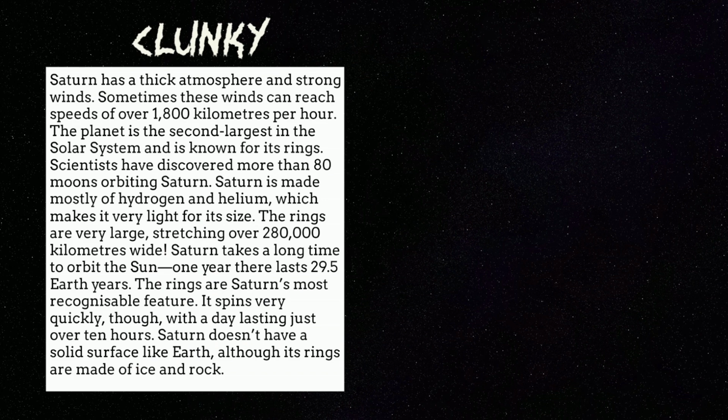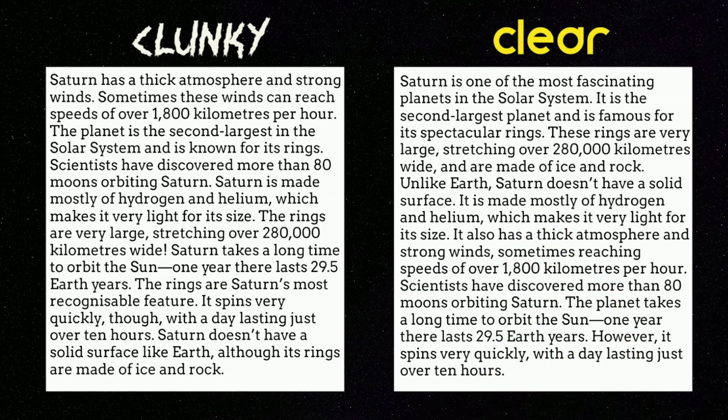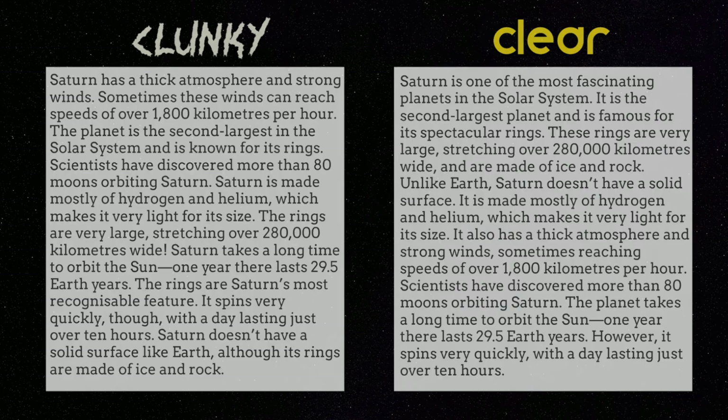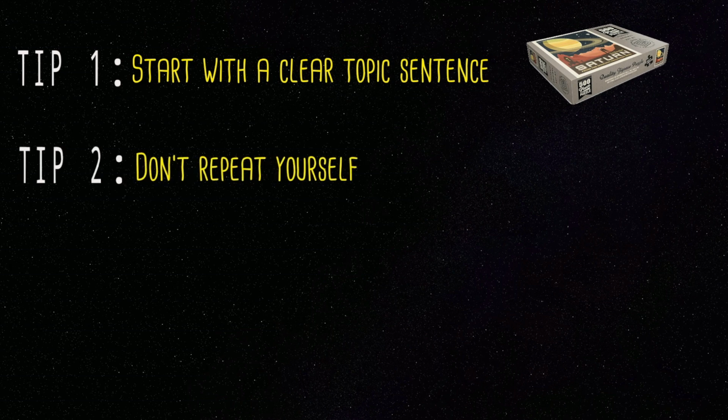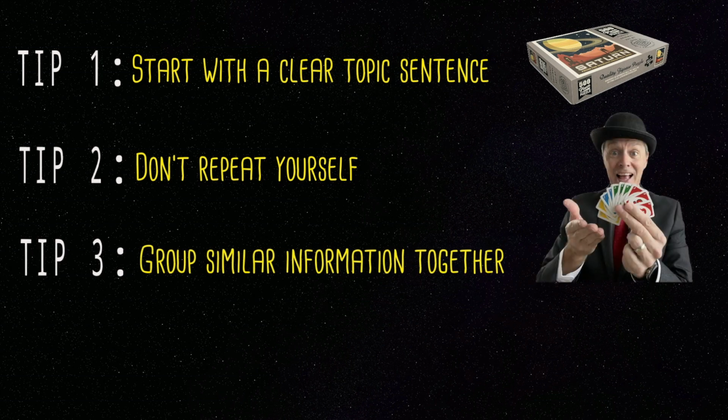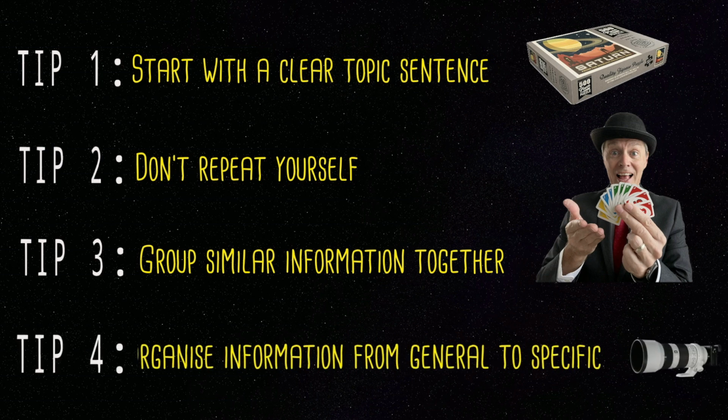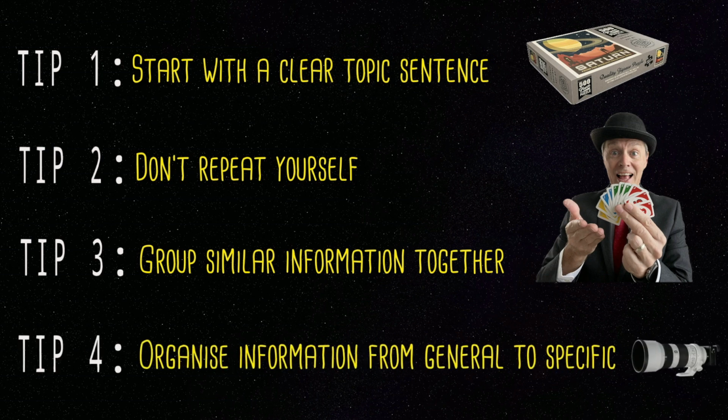So how did we transform a clunky paragraph into a clear and well-structured one? By following these 4 simple tips. Tip 1. Start with a clear topic sentence, so the reader knows what to expect. Tip 2. Don't repeat yourself. Say it once and say it well. Tip 3. Group similar information together to keep your paragraph organized. And tip 4, unless you're writing in chronological order, arrange your sentences from general to specific, zooming in on the details.